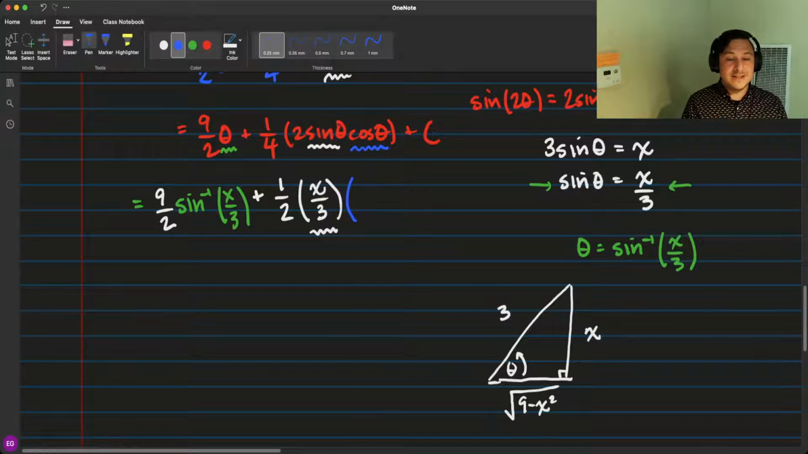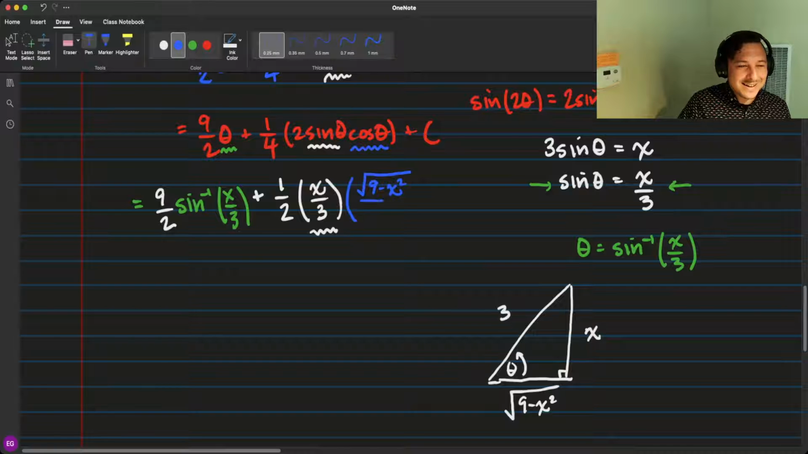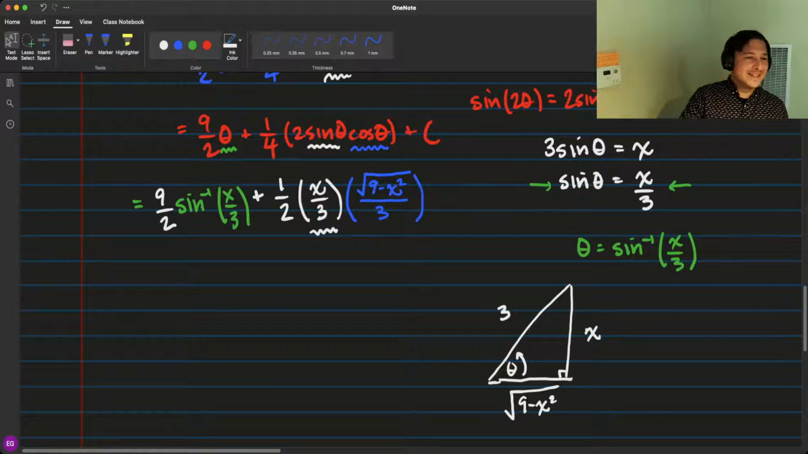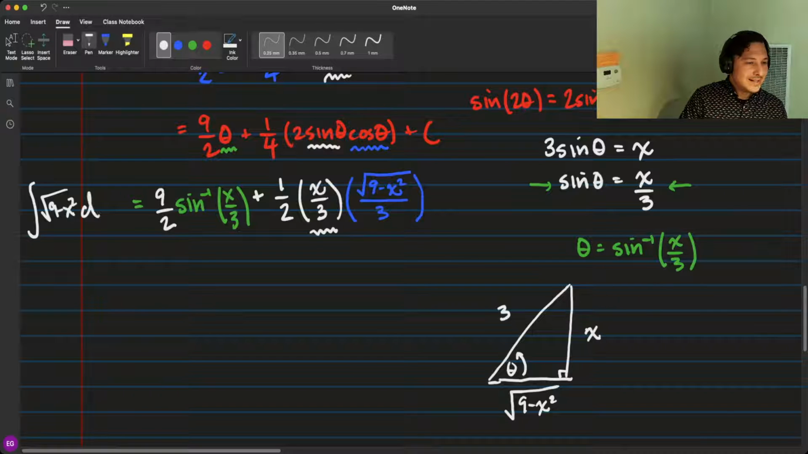No, that's the sine of theta. There we go. Nice. I appreciated the original enthusiasm, but yes, it was wrong. Boom! You now have your antiderivative in terms of x's. This is what you get when you integrate the square root of 9 minus x squared dx.